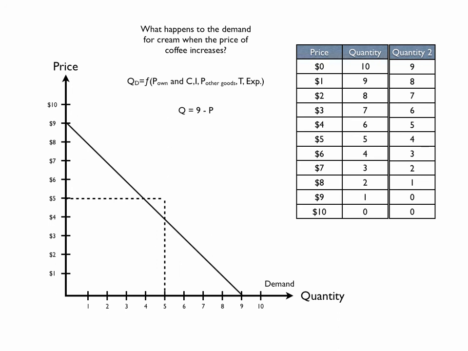and therefore the demand for cream falls. And what we can do is we can look at this and see that at any given price, consumers are willing to consume less cream. At $5, we were willing to consume 5 units of cream. Now we're only willing to consume 4. And at $4, consumers were willing to consume 6 units of cream. Now they're only willing to consume 5 units of cream.